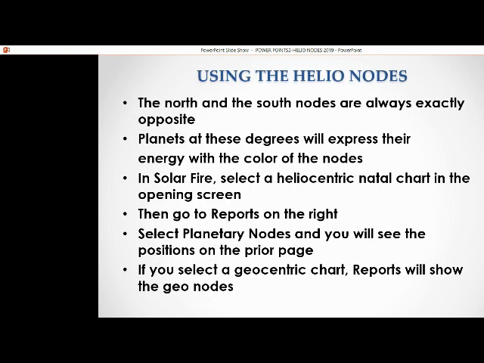So, some things you should know. The north and the south nodes are always exactly opposite. Planets at these degrees will express their energy with the color of the nodes. In other words, the flavor of the planets, Mercury, Mars, Venus. In Solar Fire, if you want to see the heliocentric nodes and get their locations today, select the heliocentric natal chart in the opening screen. Once it's up, you go to Reports on the right, go down the list and select Planetary Nodes, and you will see their positions on the page. If you select a geocentric chart, Reports will show the geo nodes.